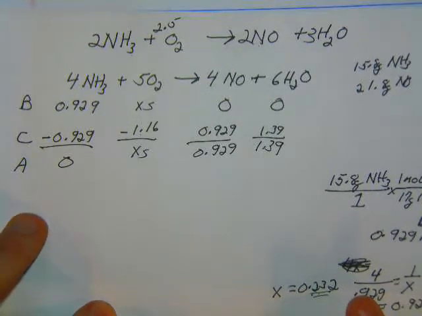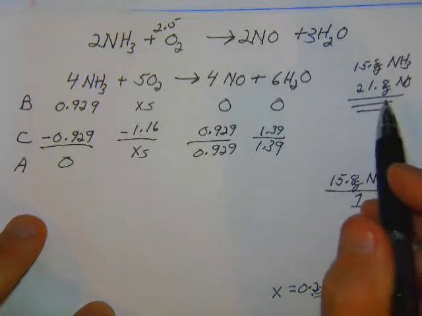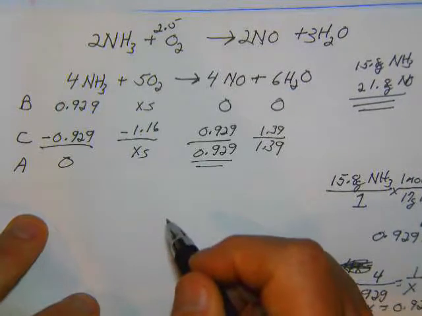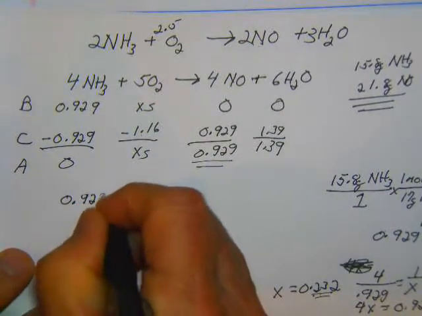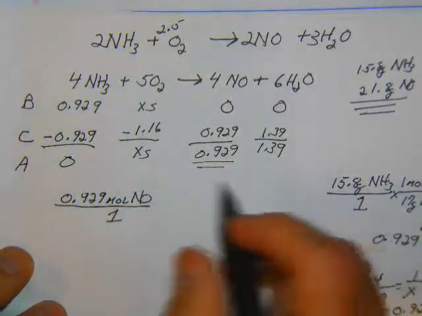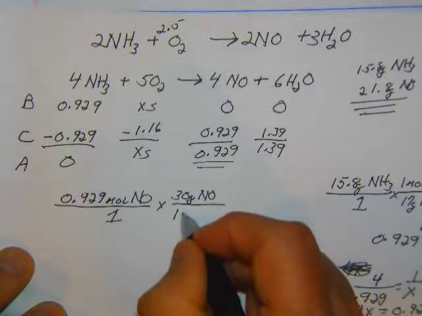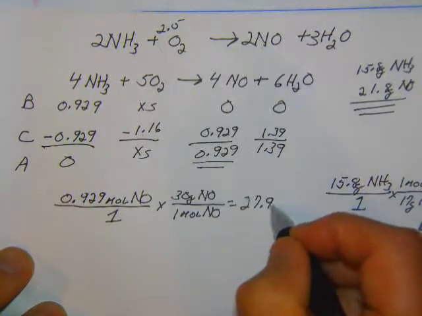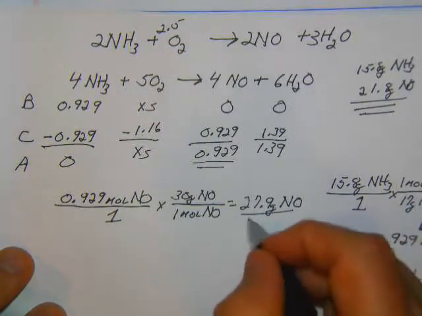Alright, so now we know we get 21.8 grams of nitrogen monoxide. So that is what we're getting. If this is the actual, we need to find out what the theoretical is. So we need to take this value and convert it to moles. Or excuse me, to grams. So 0.929 moles of NO over 1. And we know there are 30 grams of NO in 1 mole of nitrogen monoxide. So that equals 27.9 grams of nitrogen monoxide. Alright, so this is our theoretical.